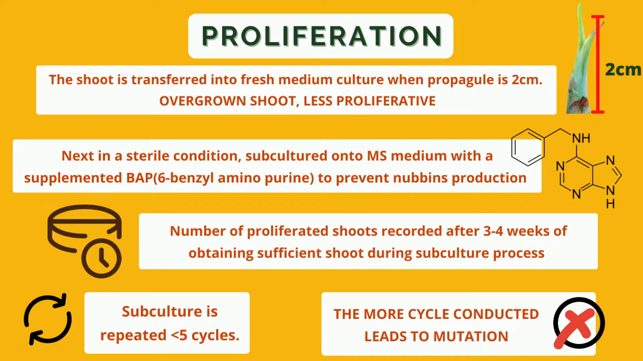The subculture is repeated less than 5 cycles. If the cycle is conducted more than 5 times, it can lead to mutation such as dwarfism or elongation.